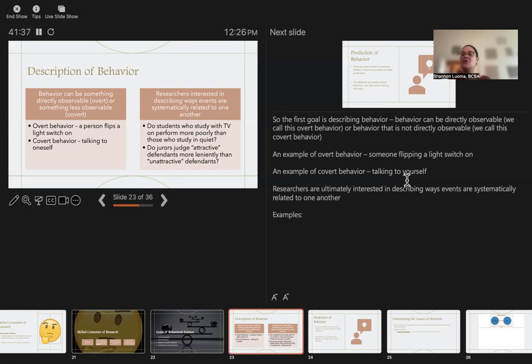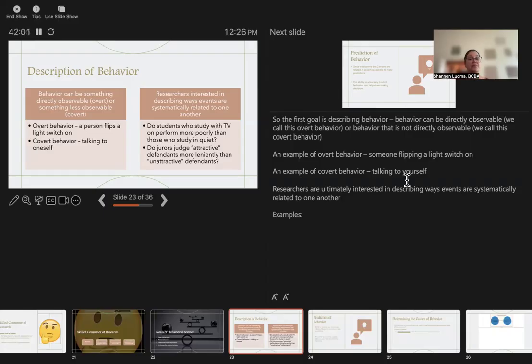An example of covert behavior, though, is talking to yourself, right? Let's say reciting your grocery list in your head because you forgot your list at home. That's covert behavior. I don't know that that's what you're reciting in your head, right? Nobody else knows that you're walking around the grocery store reciting your list or sitting in the class trying to remember what it was you were supposed to remember, right? Because it's happening covertly. It's happening just within your own environment and nobody else is really privy to that.